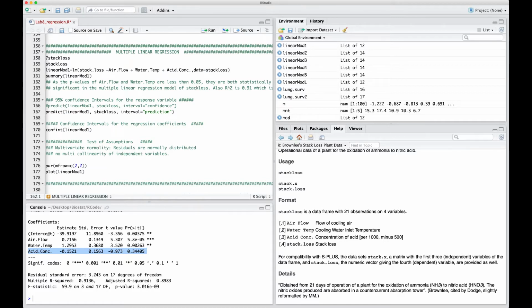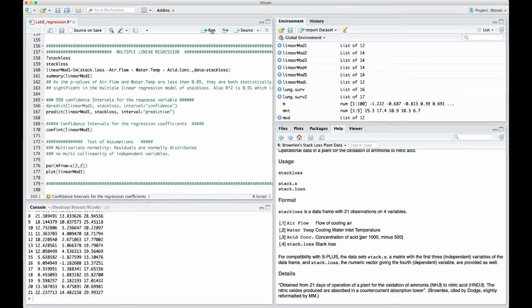The stack loss is not linearly dependent on the acid concentration. But if you look at these separately, individually, these two are, this is not, right? So if you want to find the 95% confidence interval for the response variable, you just run this code, exactly similar to the one before. So for each predicted y value, these are the 95% lower limit and upper limit, and so on.